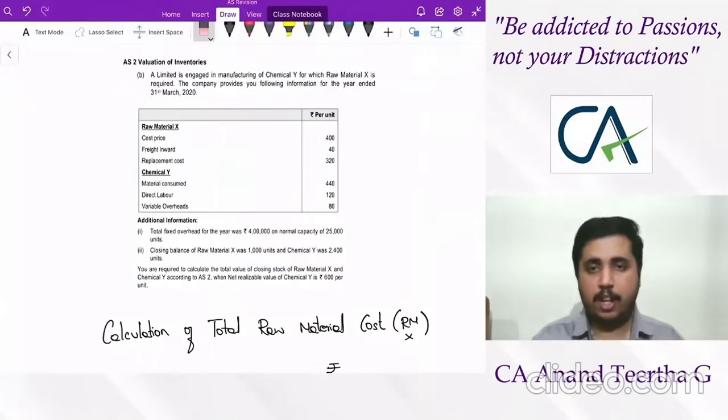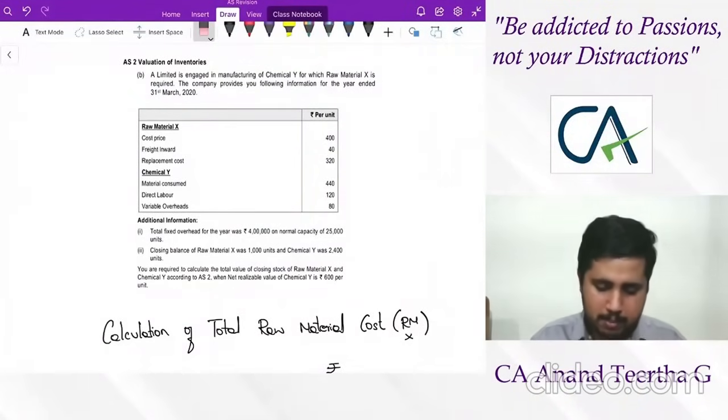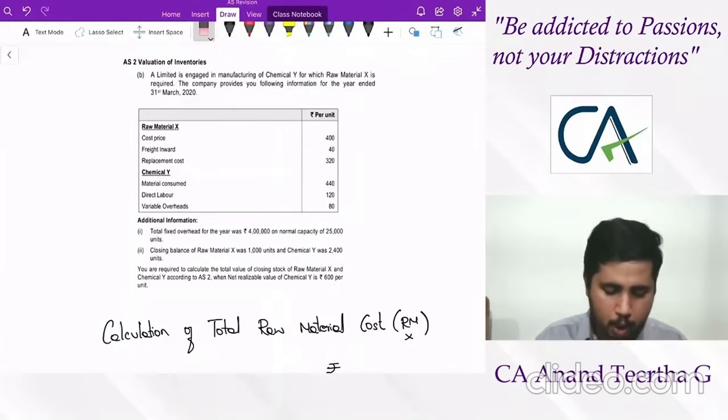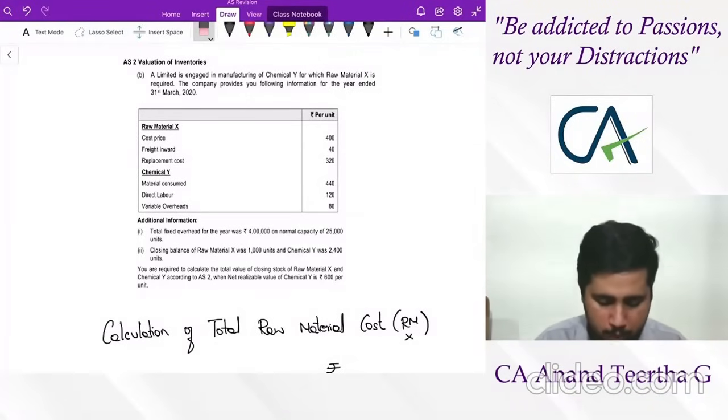A Limited, this is your RTP question. A Limited is engaged in manufacturing of chemical Y for which raw material X is required. The company provides you following information for the year ended 31st March 2020. Raw material X: cost price, freight inward, replacement cost. Chemical Y: material consumed, direct labor, variable overheads. Additional information: total fixed overhead for the year was rupees 4 lakh on normal capacity of 25,000 units. Closing balance of raw material X was 1000 units and chemical Y was 2400 units.